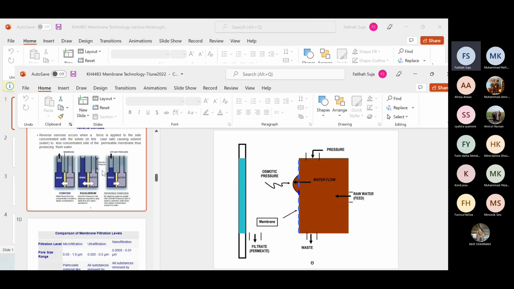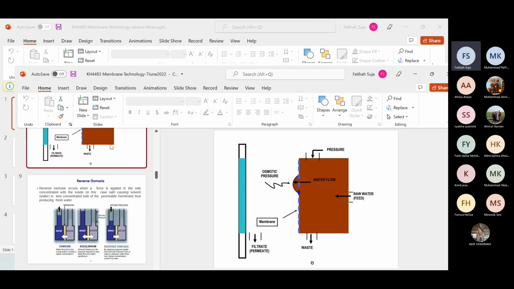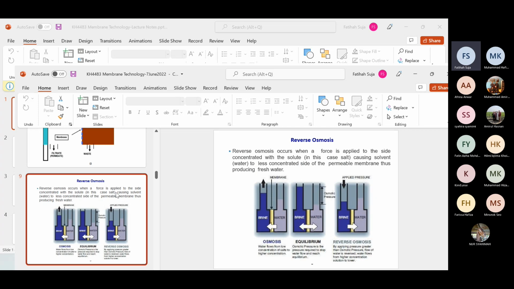Okay, now we talk purely about reverse osmosis again. Reverse osmosis actually occurs when a force is applied to the side concentrated with the solute, in this case, salt. This is when you talk about desalination, meaning that you want to remove salt, causing solvent water to move to the less concentrated side of the permeable membrane, thus producing fresh water. Once again, this is about reverse osmosis.